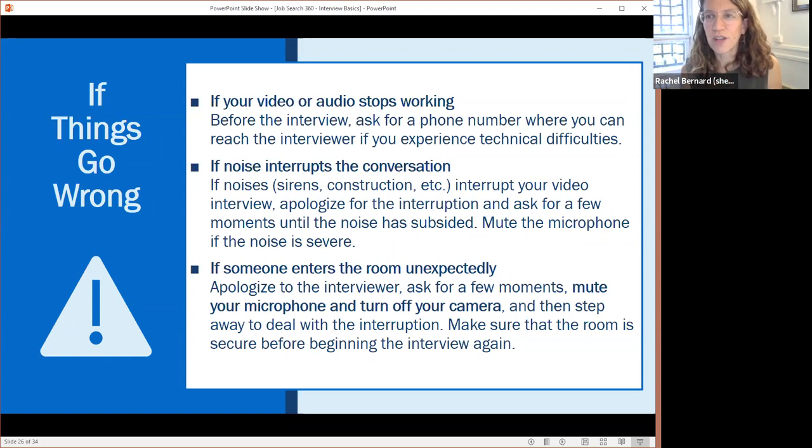They don't want to hear you or see you screaming at your roommate because they came in during your job interview. That looks pretty unprofessional. So just make sure that you, again, mute, turn off your camera, make sure the room is clear and secure, that you are calm, and then turn both back on.